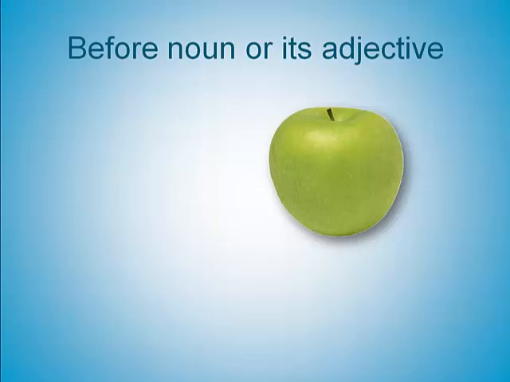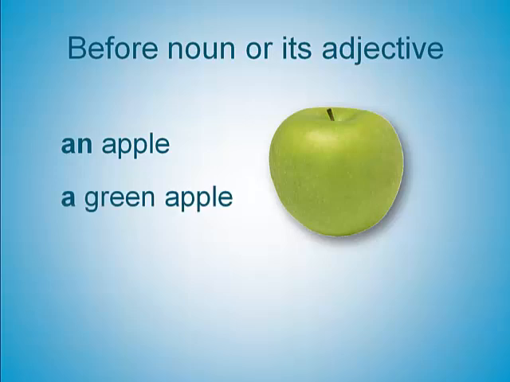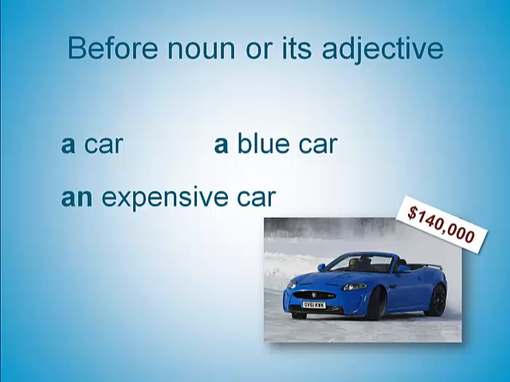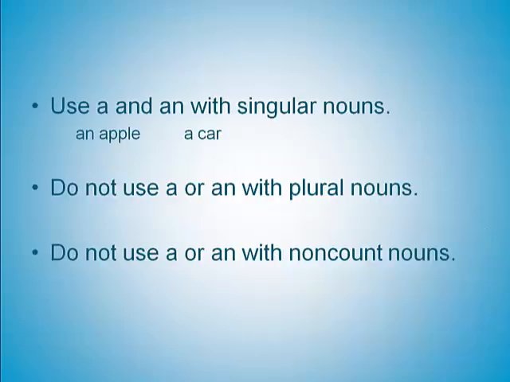A and an are used before a singular noun or its adjective. An apple, a green apple. A car, a blue car, an expensive car. So we use a and an with singular nouns when we talk or write about one of something.